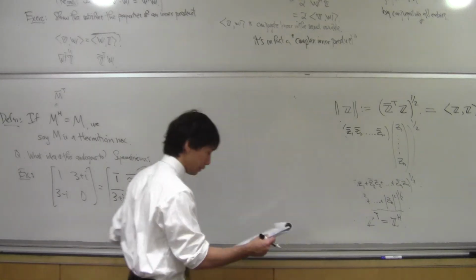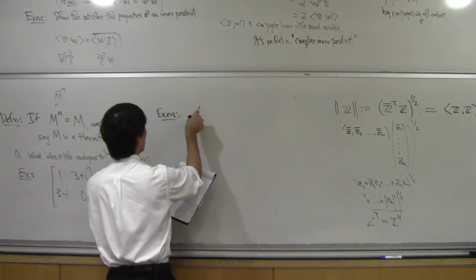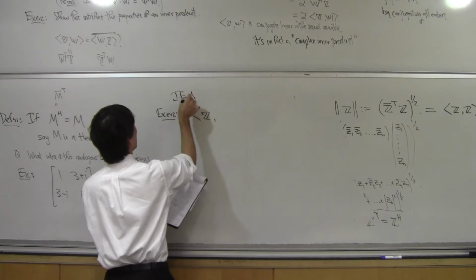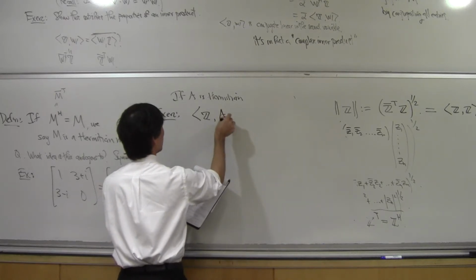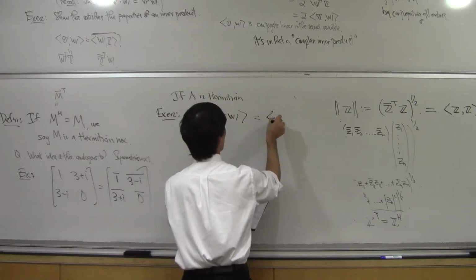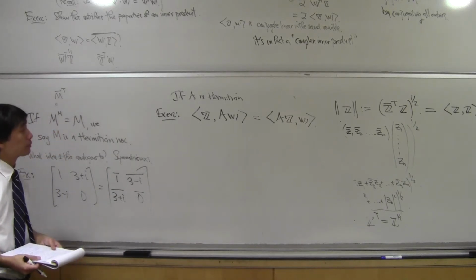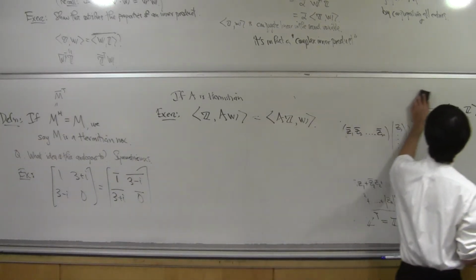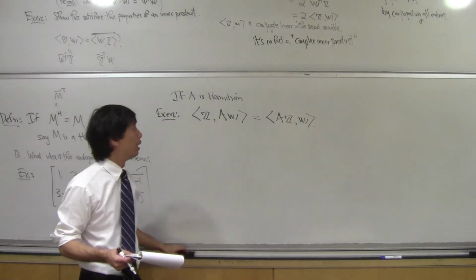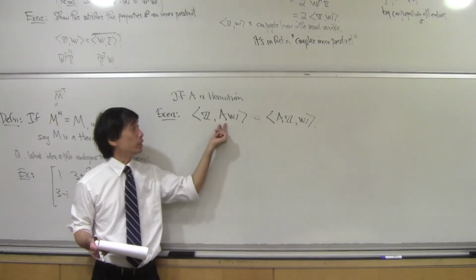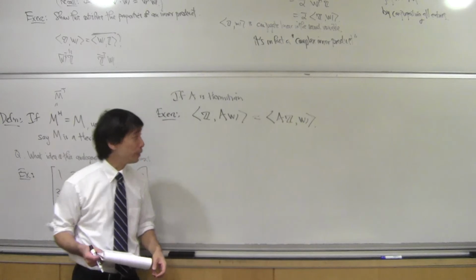Okay, let me give you an exercise. If A is Hermitian, then the inner product of Z and AW equals the inner product of AZ and W. So a Hermitian matrix interacts really nicely with this complex inner product, and you can just slide it across the inner product. Think about that for a minute, and then we'll talk.